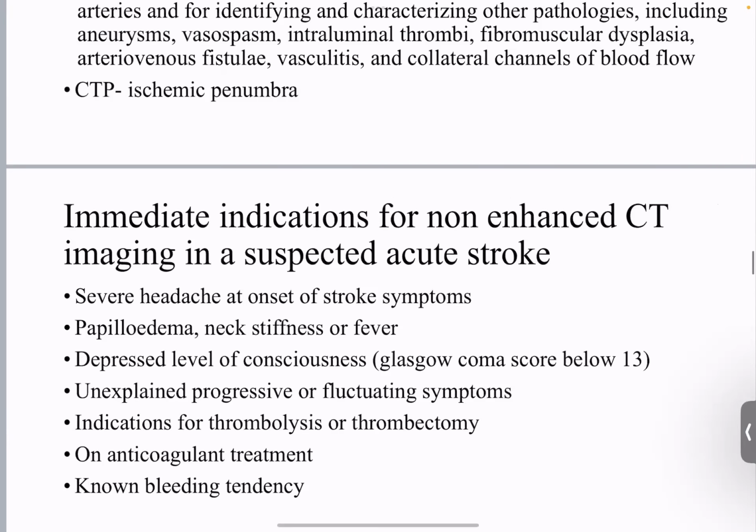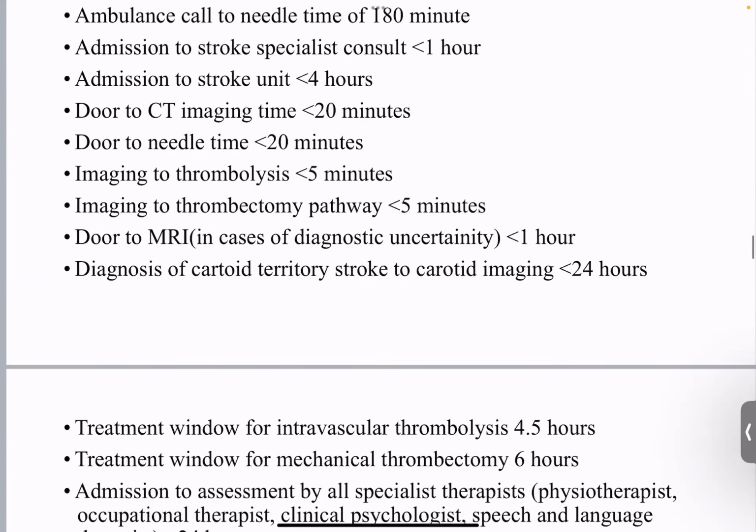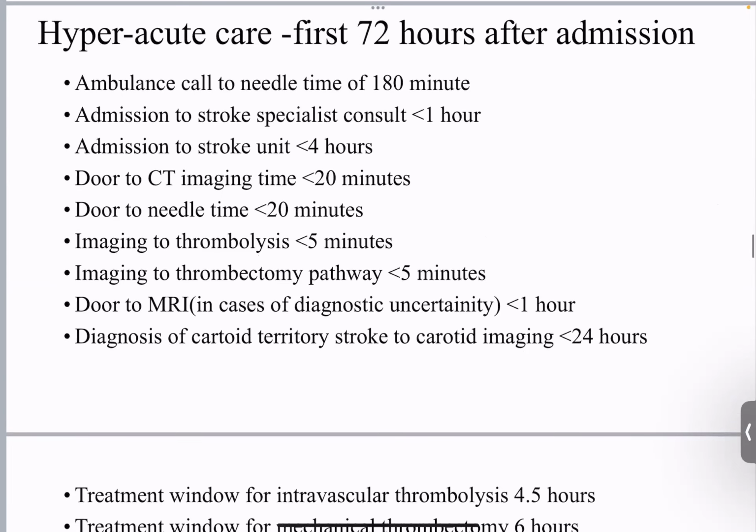What is the time cutoff for IV thrombolysis? Sir, door to needle time should be less than 20 minutes. Window period is 4.5 hours. So from the onset of stroke till they present, it is 4.5 hours. Before 4.5 hours, you have to thrombolyse. That is the time window.